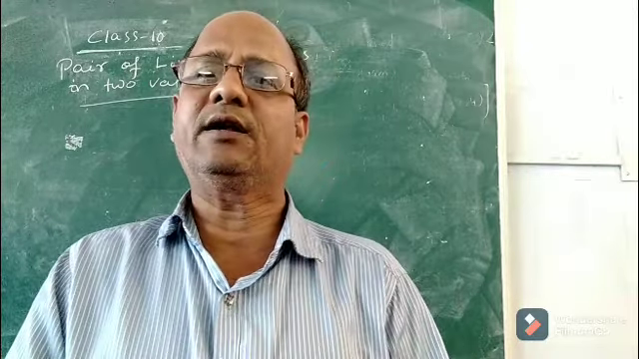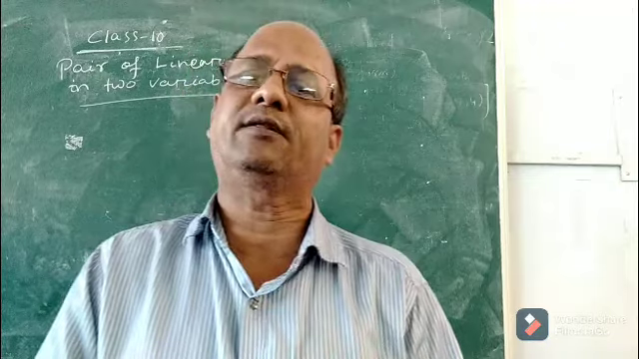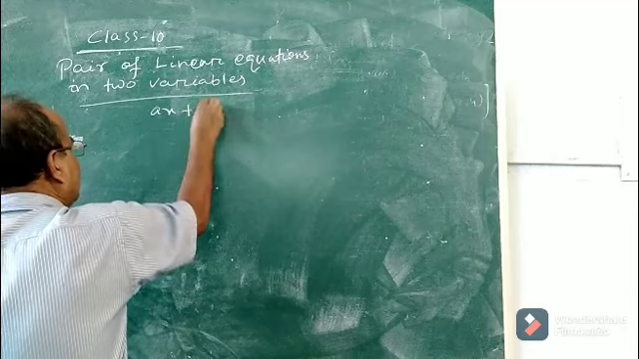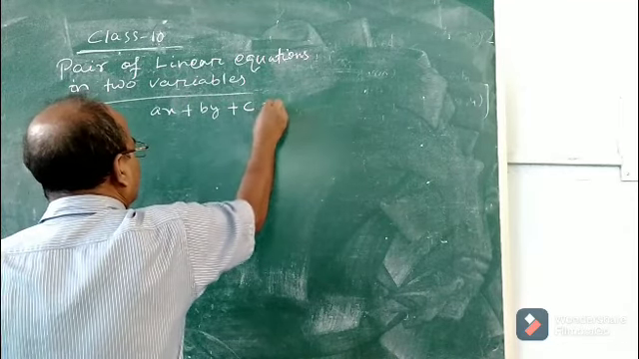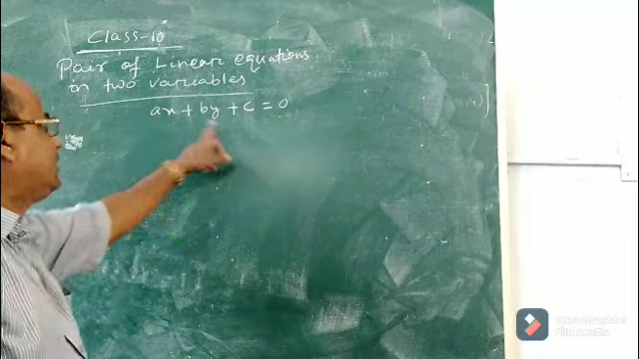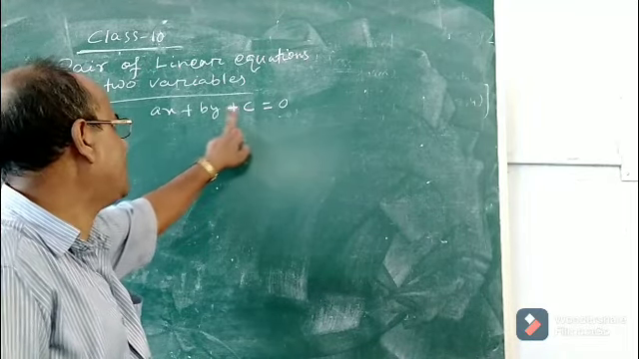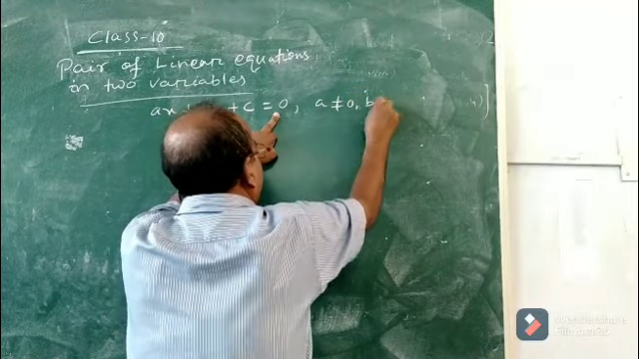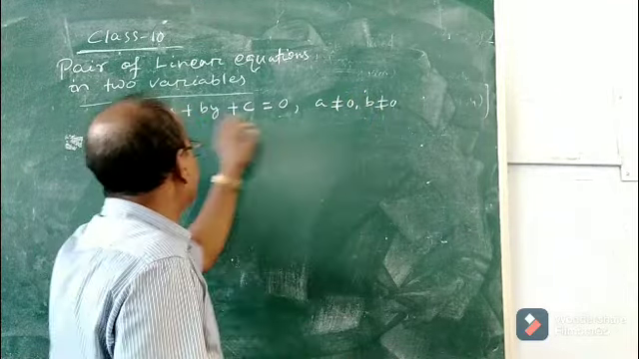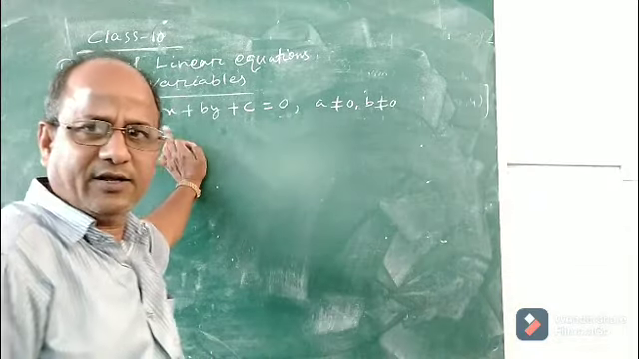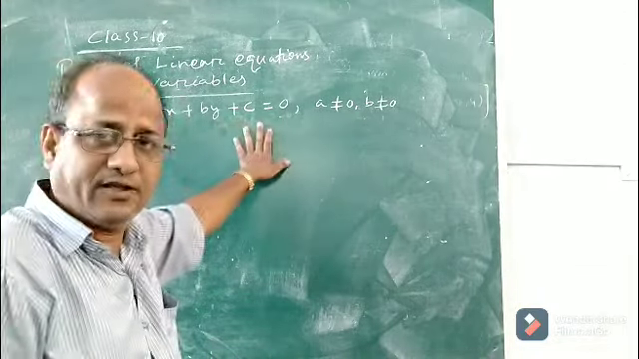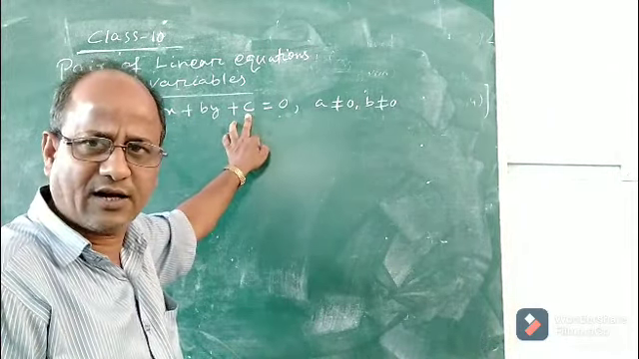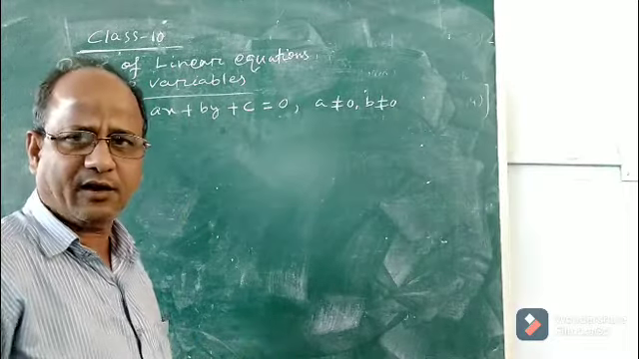So, if I ask you what is the general form of a linear equation in two variables, you can easily answer. The general equation in two variables which was taught to you in class 9 is ax + by + c = 0, such that a is not equal to 0 and b is not equal to 0. These are the conditions. That means every linear equation in two variables will be of this form, where a, b and c are real constants, or any real number, and x and y are the variables.